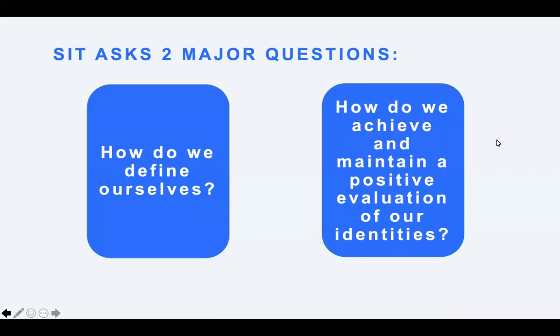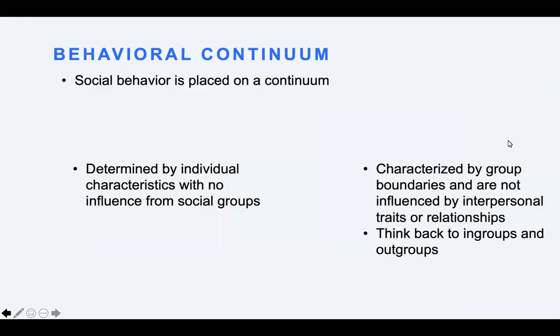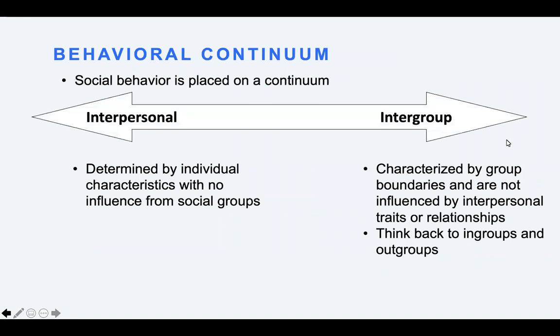First, how do we define ourselves? And second, how do we achieve and maintain a positive evaluation of our identities? We've discussed this behavioral continuum throughout the semester, but social identity theory discusses this more explicitly. This behavioral continuum has interpersonal communication on one end and intergroup communication on the other.